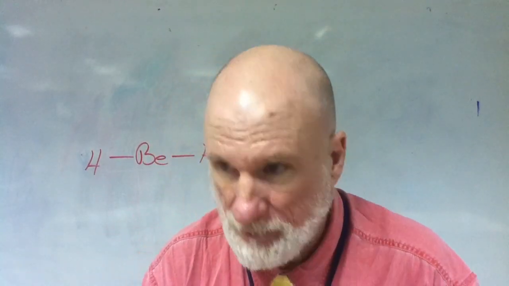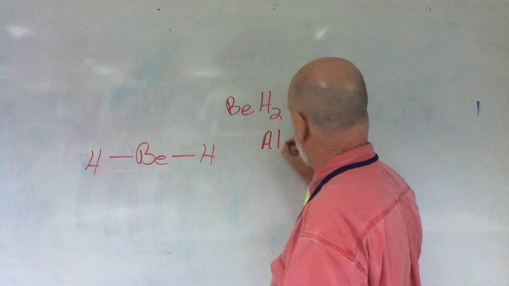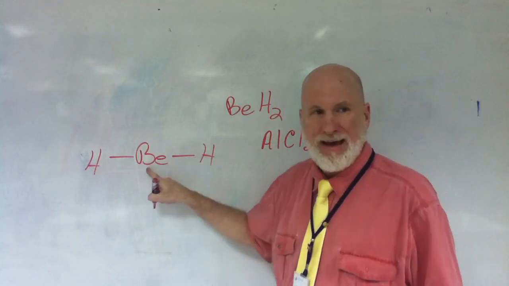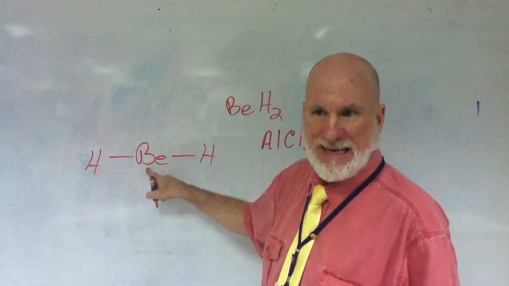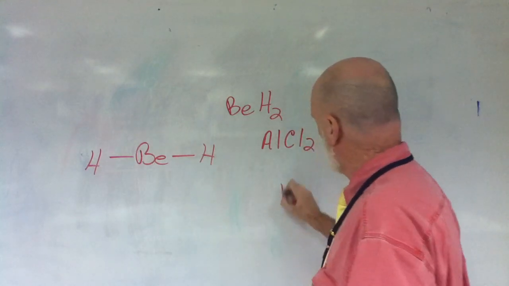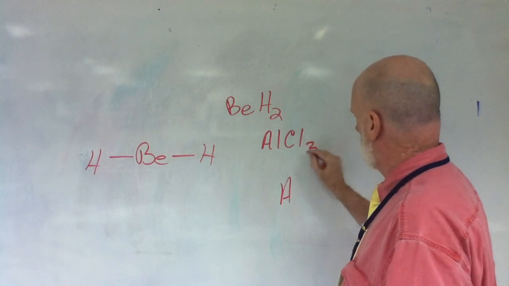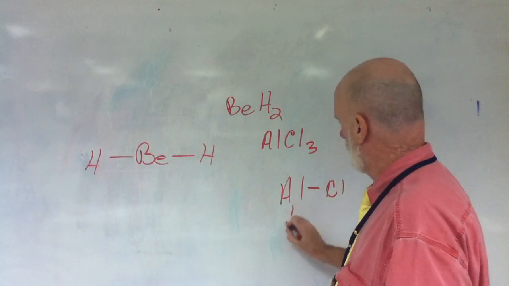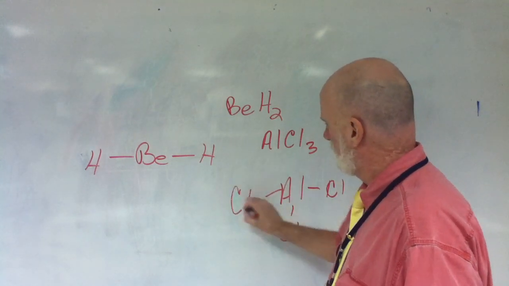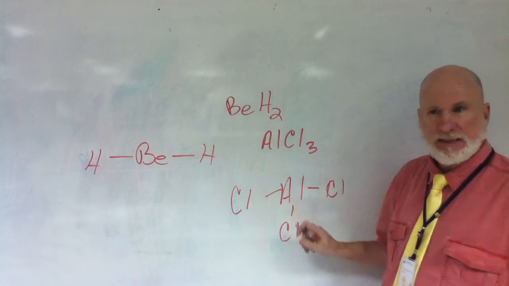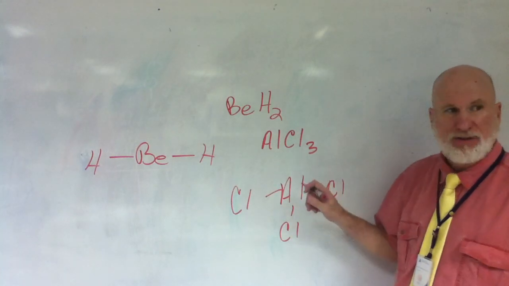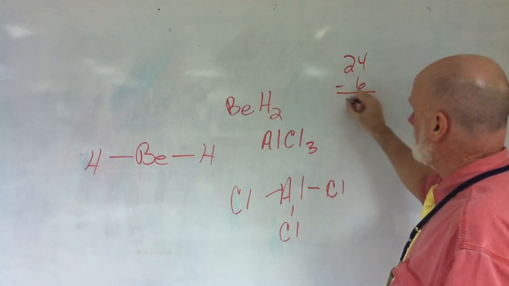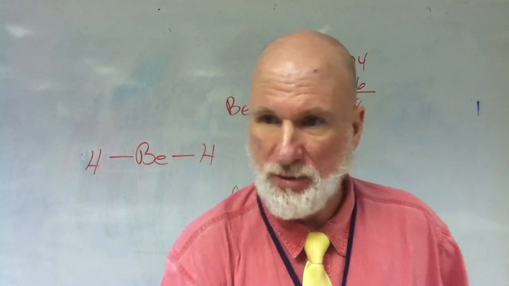All right, let's do one more, okay? Oh, by the way, metal, right? Less than 8 has 4, okay? Aluminum. 7, 7, 7 and 3 is 24. Minus 6, 18. You with me so far?